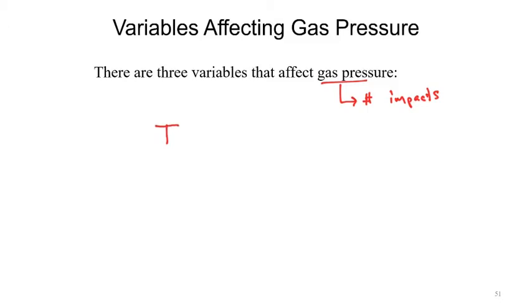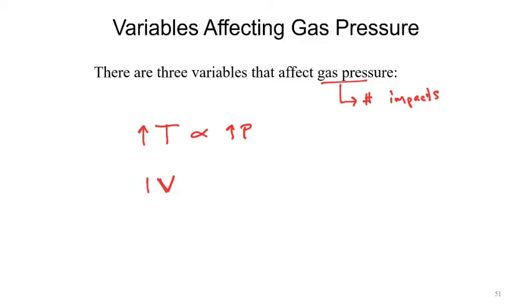Well, how about temperature? What happens if I increase the temperature? Does that increase the number of impacts? Well, if I increase temperature, I increase kinetic energy, I increase motion. Well, the more things move, the more likely they will impact the wall. So yes, an increase in temperature is directly proportional to an increase in pressure. Okay? How about our volume?